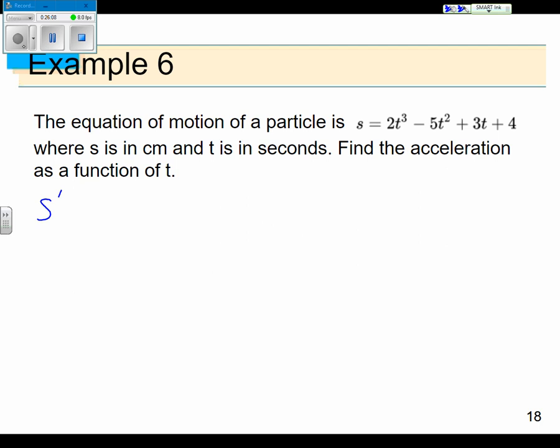This is just the rate of change, right? But we're not talking about a graph this time. We're talking about a physics problem, something moving. If I'm saying how fast something's changing as it moves, that's its velocity. So the first derivative will be the velocity. What is the velocity of this? Any questions on that?